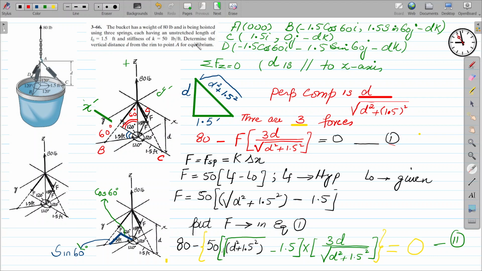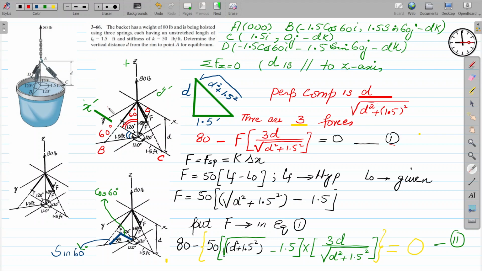Okay, and you need to determine the vertical distance d from the rim to point A for equilibrium. That vertical distance starts from this point and ends at this origin, which is basically this point. And that is the distance d that you need to calculate.